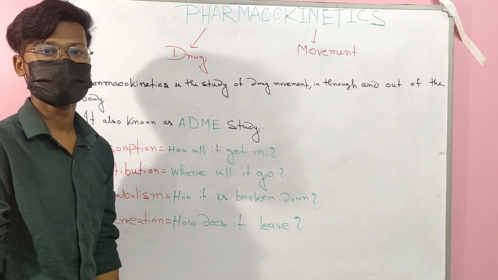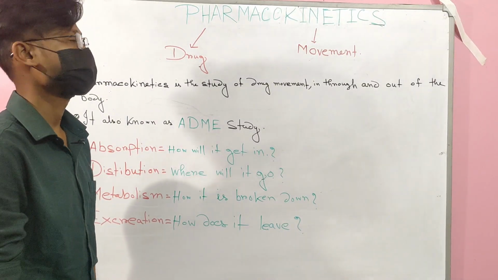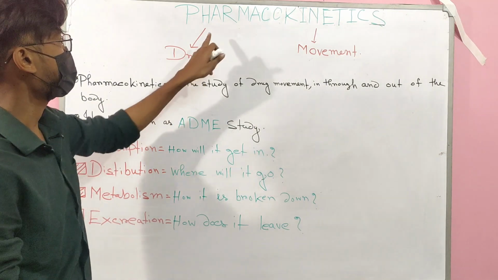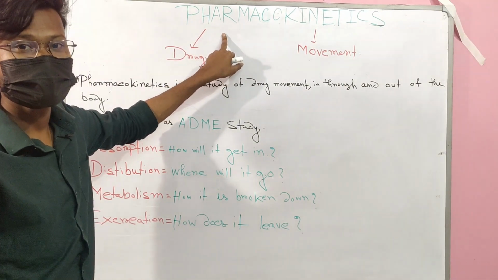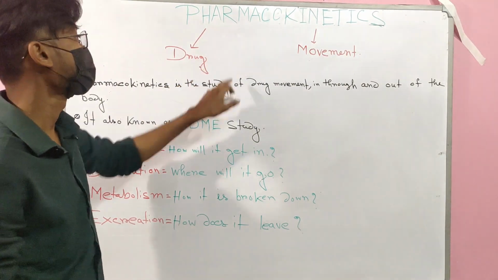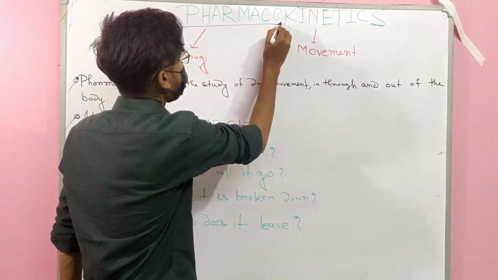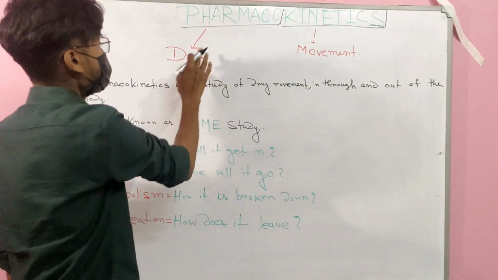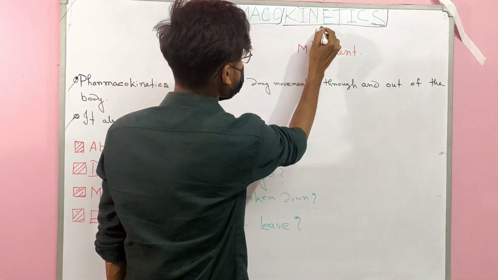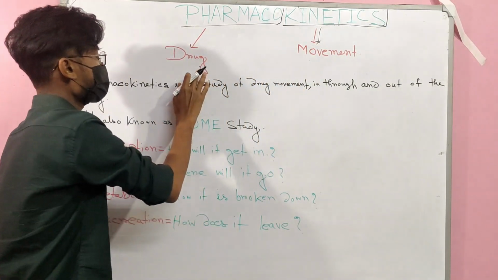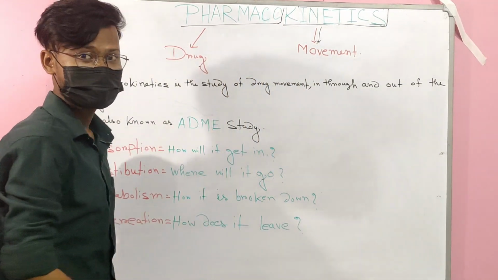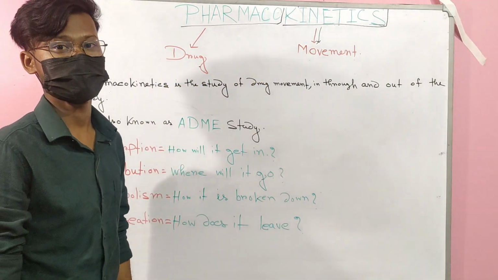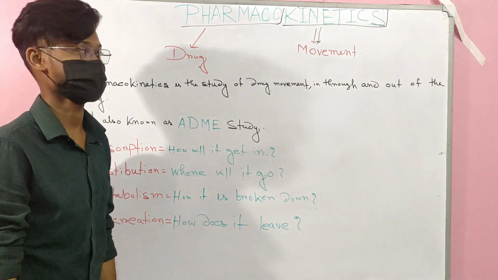Today in this video, we will discuss pharmacokinetics. Firstly, if we divide this word into two syllables, pharmaco and kinetics, pharmaco means drug and kinetic means movement. So what is the definition of pharmacokinetics? In a simple way, the movement of drug in our body is called pharmacokinetics.